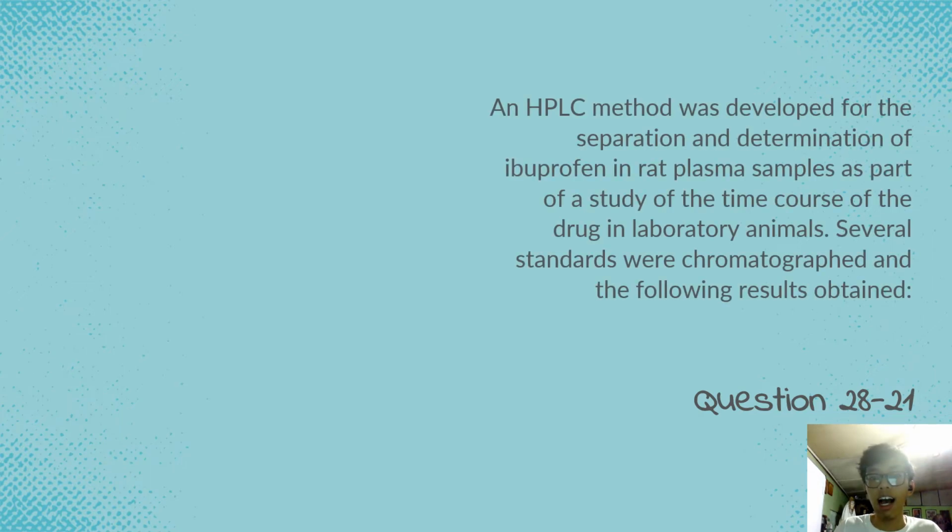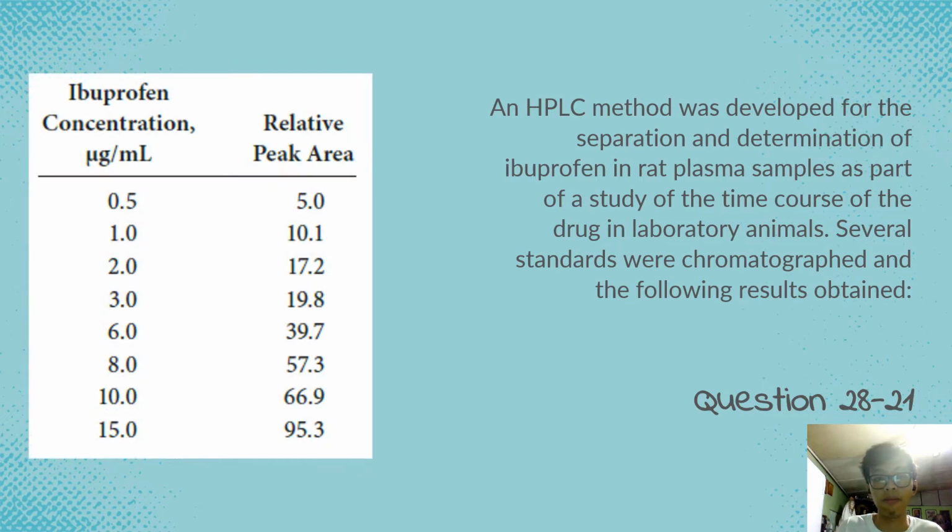Now for question 28-21, an HPLC method was developed for the separation and determination of ibuprofen in rat plasma samples as part of a study of the time course of the drug in laboratory animals. Several standards were chromatographed and the following results were obtained. You have here the ibuprofen concentration in micrograms per milliliter and the relative peak area as these concentrations were passed through an HPLC.